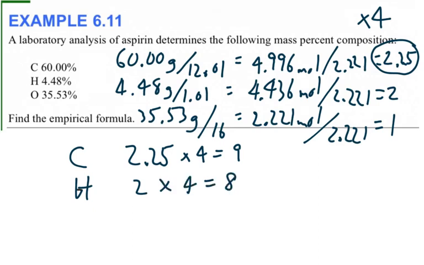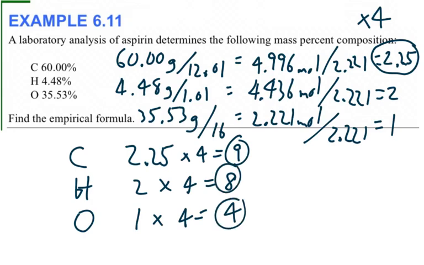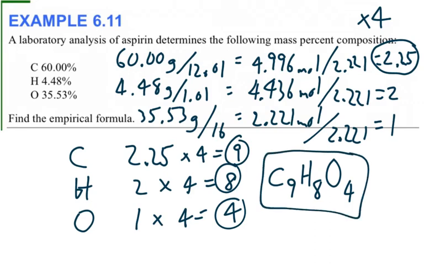And then my oxygen was a 1 times 4. That's going to give me a 4. And these are going to be my subscripts. So my final answer to this one is I have 9 carbons, 8 hydrogens, and 4 oxygens. That would be my empirical formula for this problem.